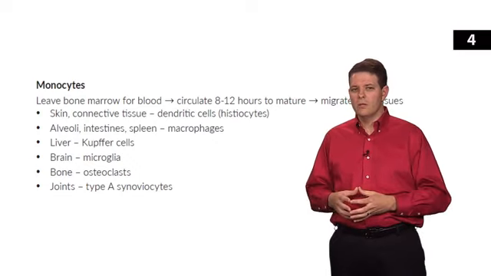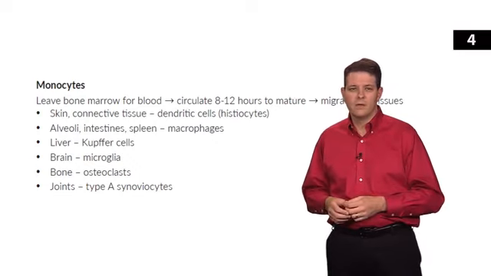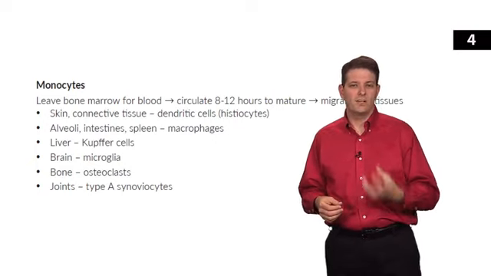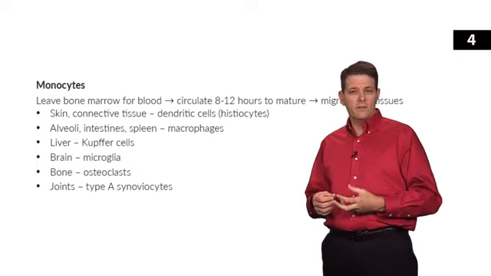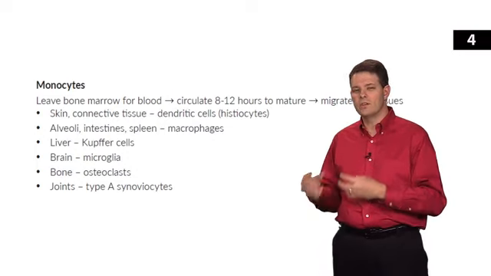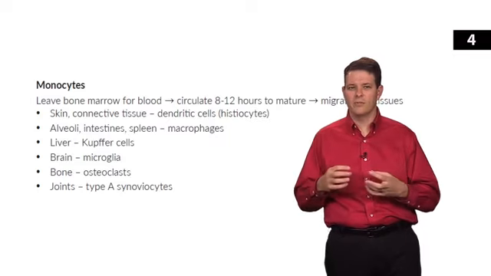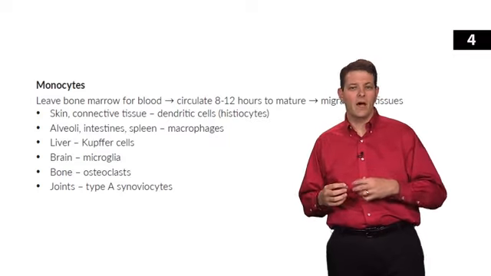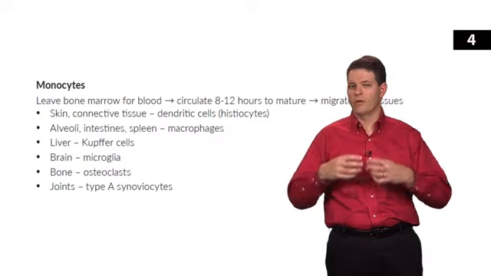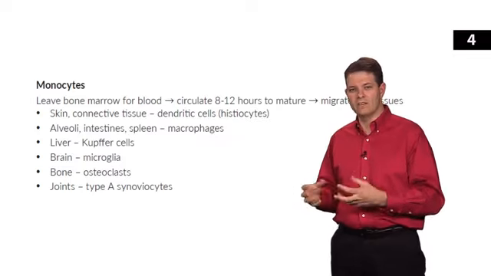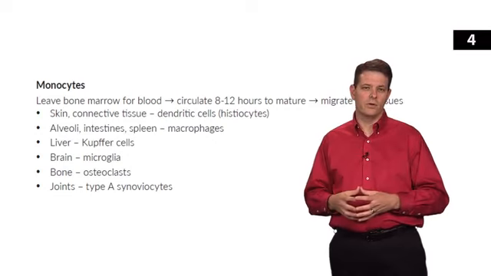In the liver, the monocytes become Kupffer cells. In the brain, they become microglia. In the bone, they become osteoclasts. In the joints, the monocytes become type A synovial cells, or type A synoviocytes. Type B synoviocytes are similar to fibroblasts, and they make hyaluronic acid, which is an important component of synovial fluid. But type A synoviocytes are similar to macrophages in that they clean up the synovial fluid.